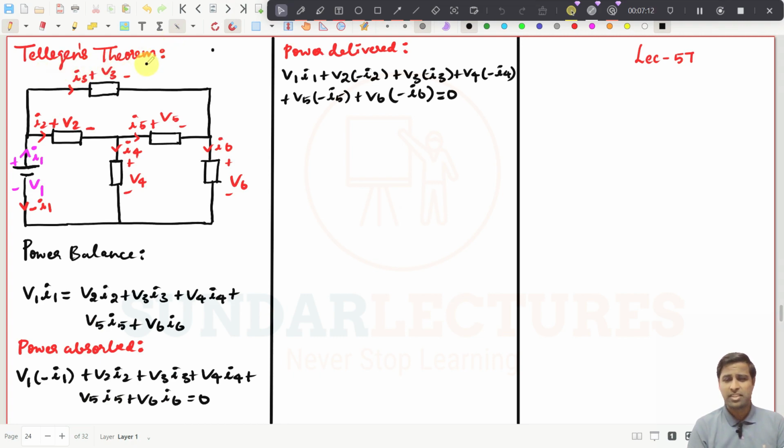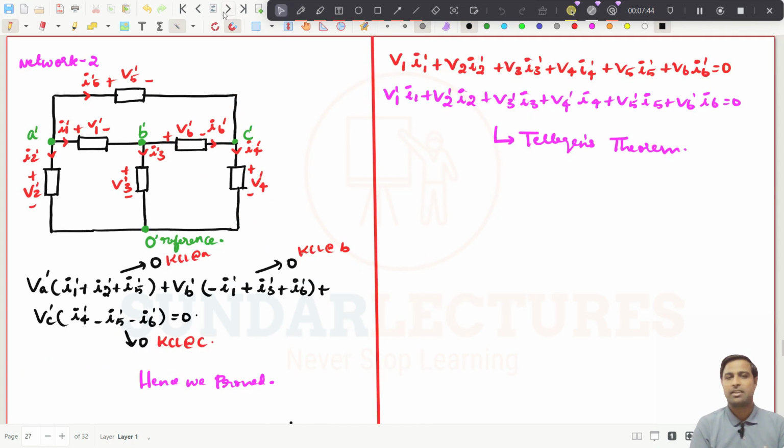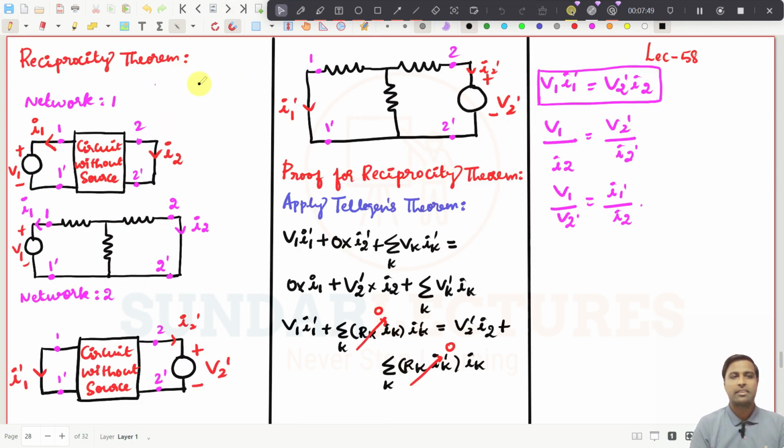And then we have gone for Tellegen's theorem. For Tellegen's theorem, we have taken the basic idea of power delivered and power absorbed, and then we have formed the Tellegen's theorem. In Tellegen's theorem, you have to take two different networks with the same topology, and the voltage in this branch and the current in this branch can be multiplied. Like that, you can multiply in all other branches, and the sum should be equal to 0. That is what we have seen in Tellegen's theorem, and we have applied Tellegen's theorem. This is the network, and we have derived it with Tellegen's theorem.